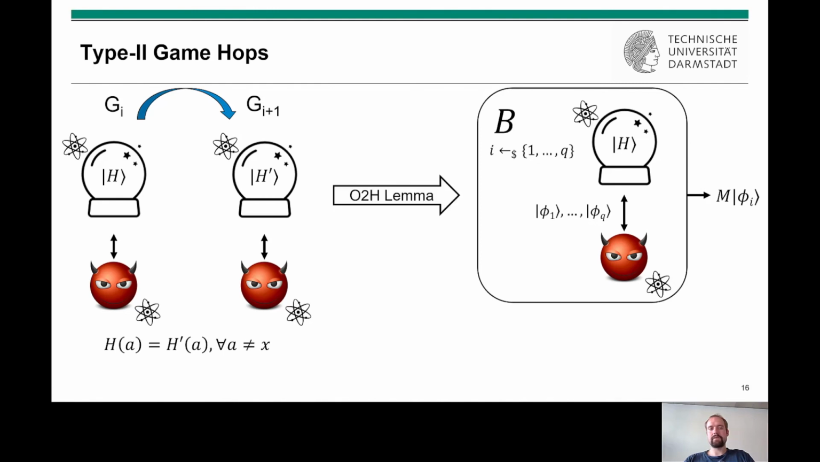Now this is exactly what the one-way-to-hiding lemma is bounding. So the one-way-to-hiding lemma bounds the chance that the adversary distinguishes the two games here on the left side, so the type 2 game hop, by the chance that the adversary B on the right side, that simply measures a randomly chosen query by the adversary, actually outputs the value x on which the two oracles disagree. So this gives the intuition that to actually distinguish between these two oracles, there has to be one query which then will be measured to the value x.